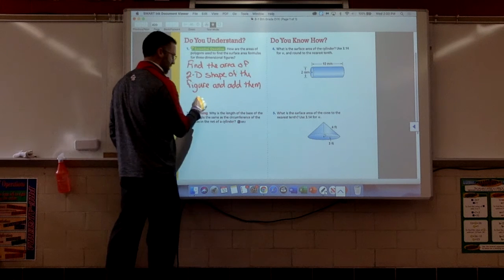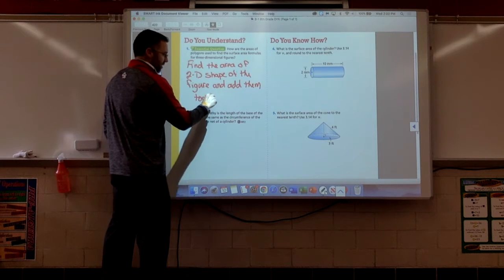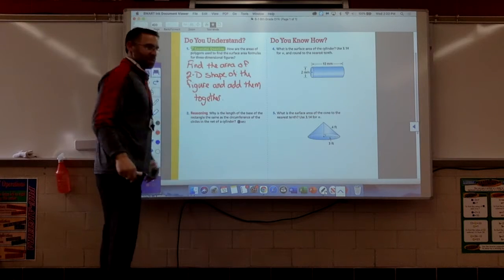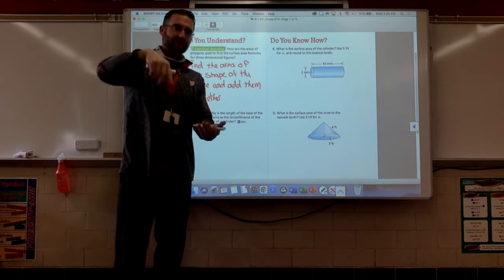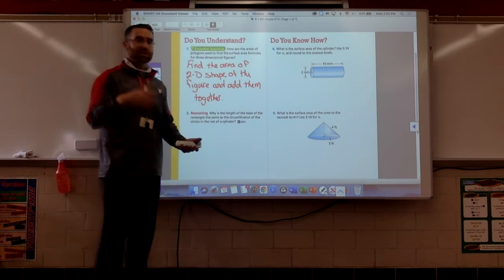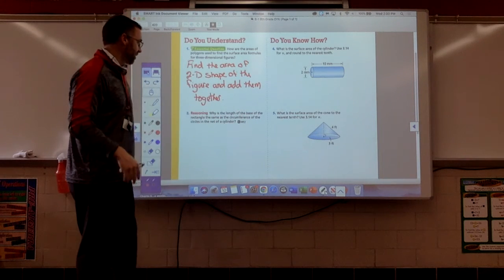And add them together. So like Mr. Freaky said, on the cylinder, there's a circle on the top, a circle on the bottom. The wrapped part of the cylinder is a rectangle. So you find the area of each one, add them all up. That's how you find surface area.